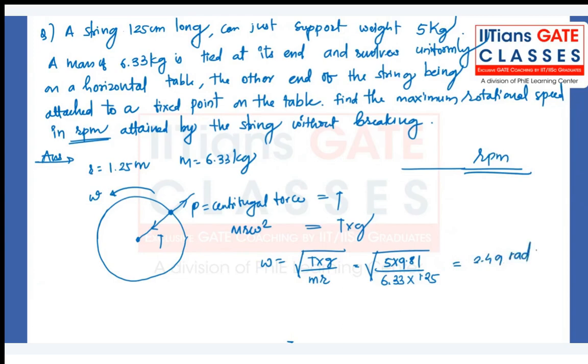And then in order to convert into the RPM, 2.49 into 60 divided by 2 pi, if you do, you should get 23.77 RPM. So 23.77 is the correct answer in this case. Yes, correct, Punya. You are right. 23.77 is the correct answer.